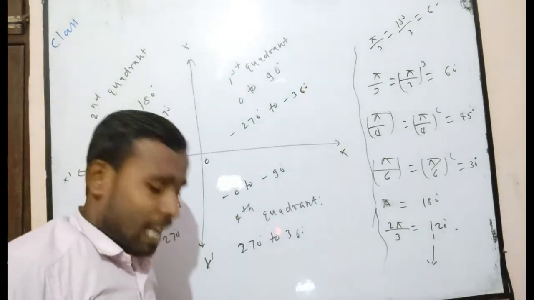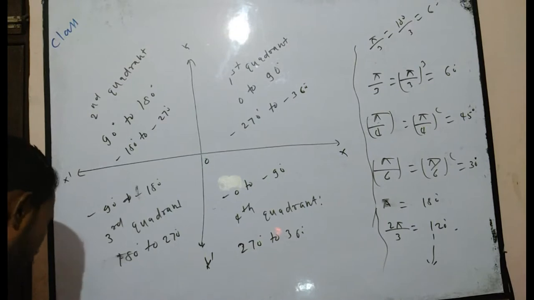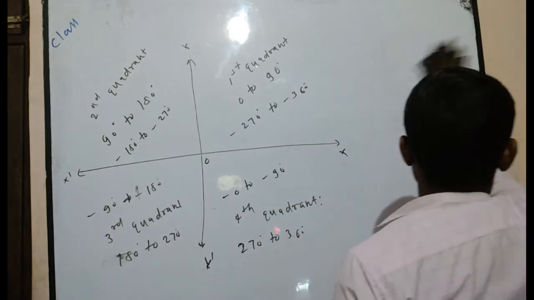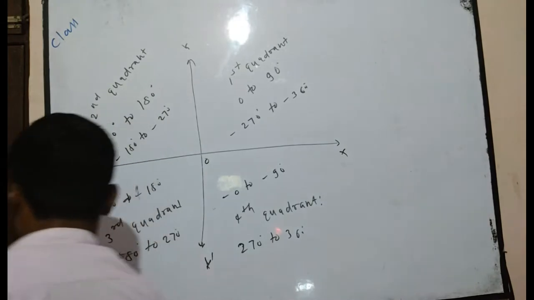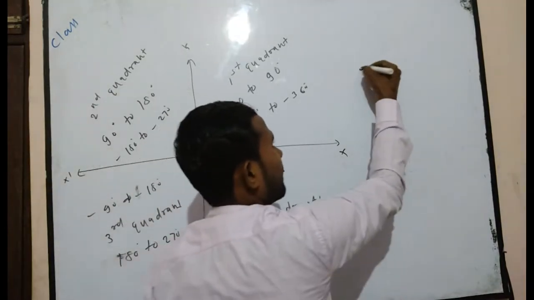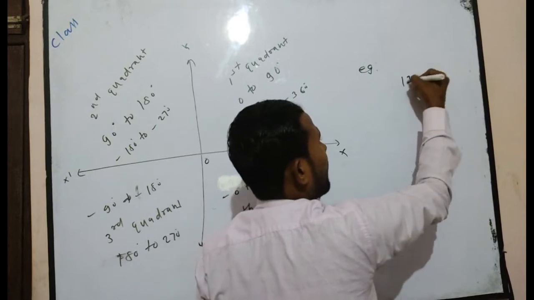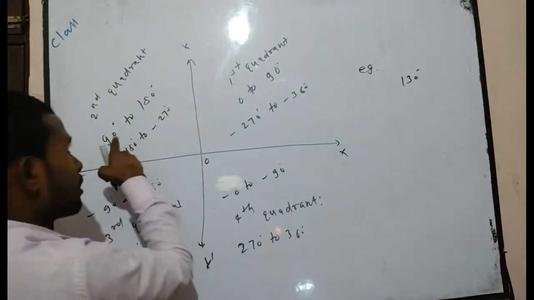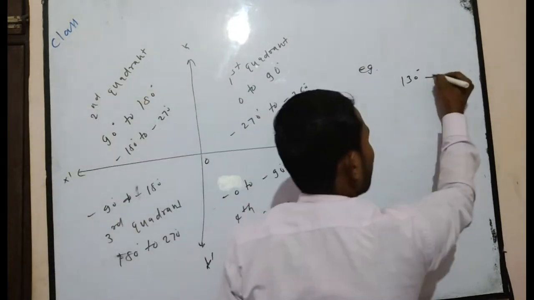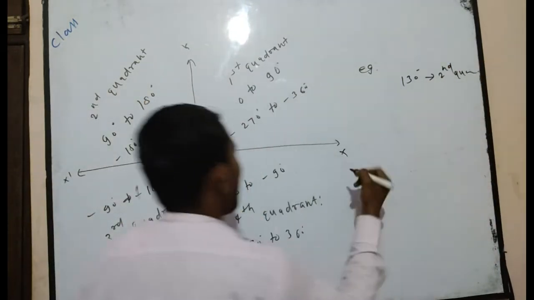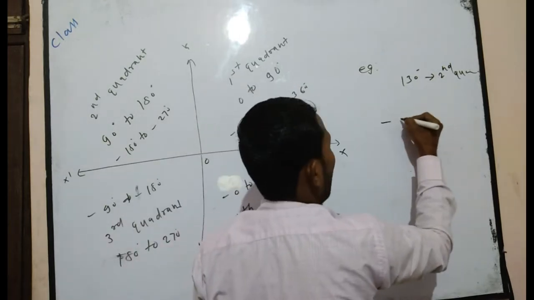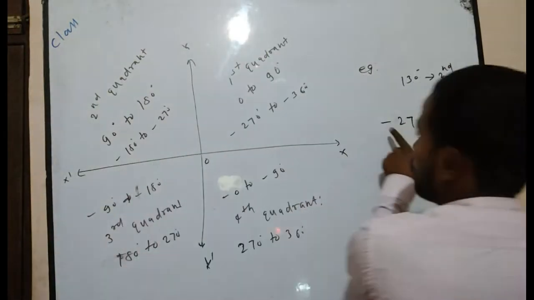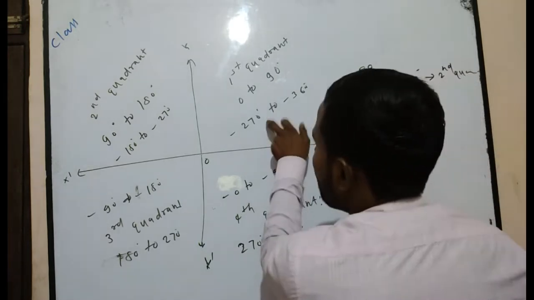In the previous class, I have already discussed how you can identify in which quadrant a given angle lies. Further, I will take some examples. If I ask in which quadrant 130 degrees lies, you can say that 130 lies between 90 and 180, so it lies in the second quadrant. Similarly, if I ask in which quadrant minus 278 degrees lies, then it lies in the first quadrant.